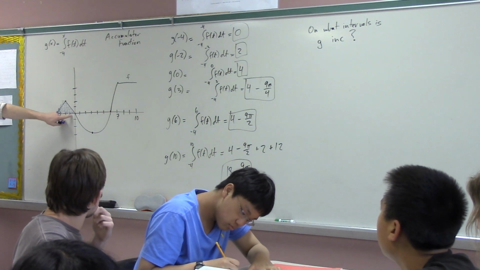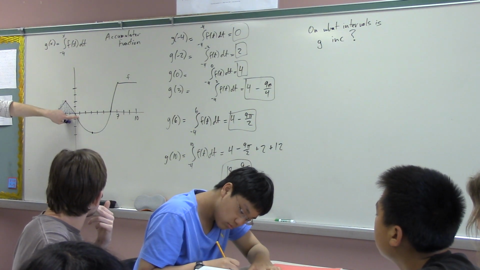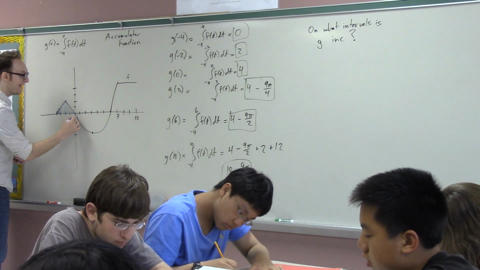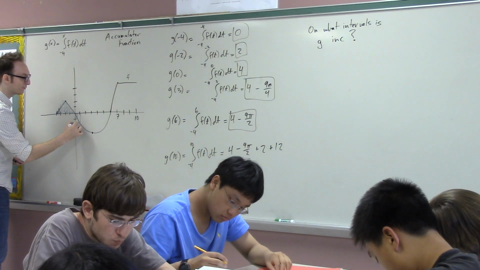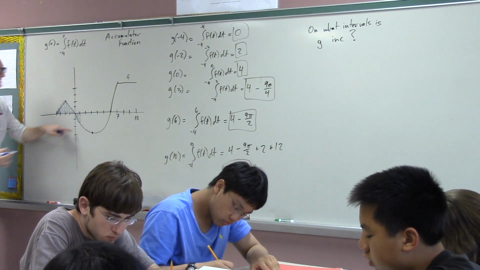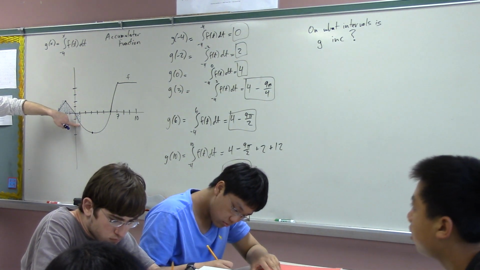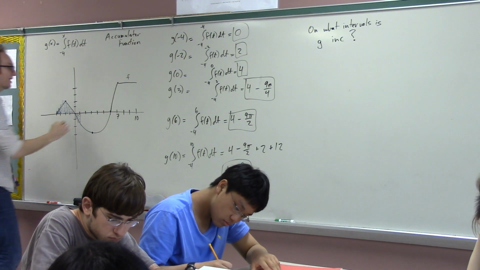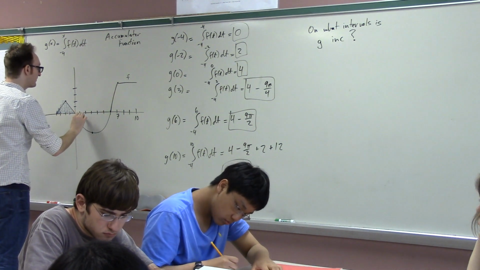Okay, now what happens when I start getting over here? Now what happens? Yeah, now I'm drawing a negative rectangle. And what happens every time I draw a negative rectangle? It's like I'm adding a negative thing to my sum, right? So what's happening to G now?